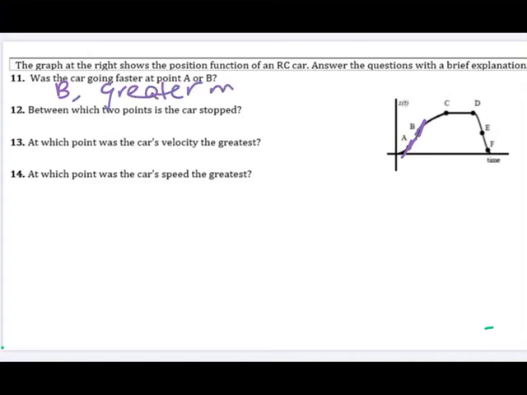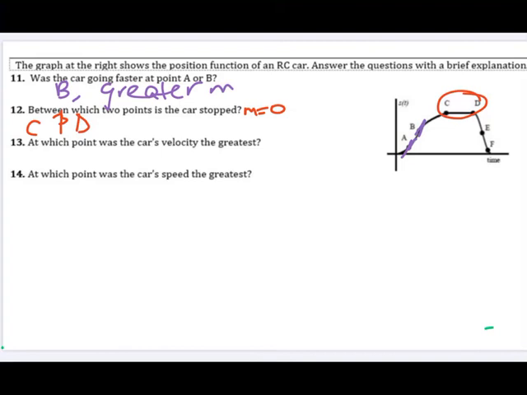And remember, the slope is the derivative of position, which is velocity. So greater m, I'm going to say, for slope. Between which 2 points is the car stopped? So we're looking for, if it's stopped, the velocity would be 0. So we're looking for a slope of 0. That looks like it's happening between C and D, and that explanation would be because the slope is 0.